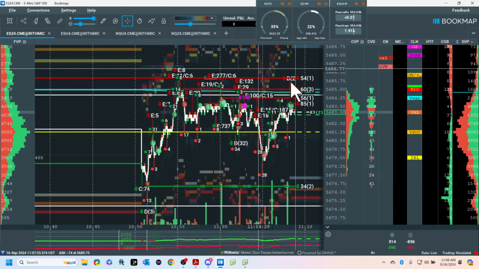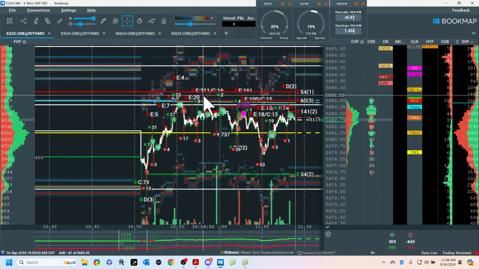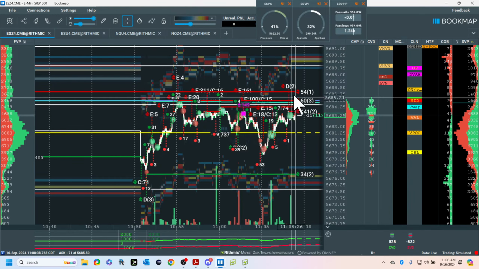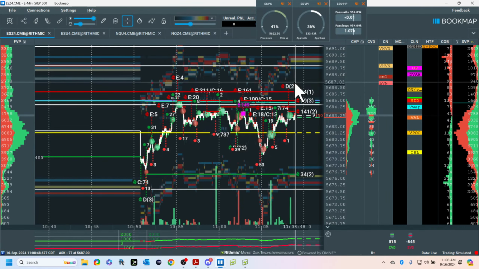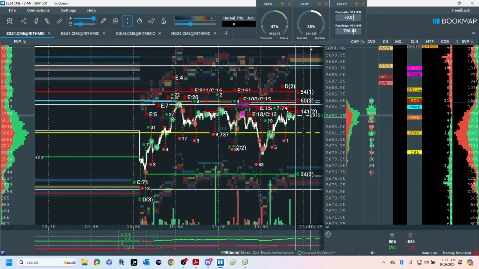So the next location for me, assuming I was not already short, is going to be out here. And then I'd be looking for this, unless it blows through here, and it could do that too.